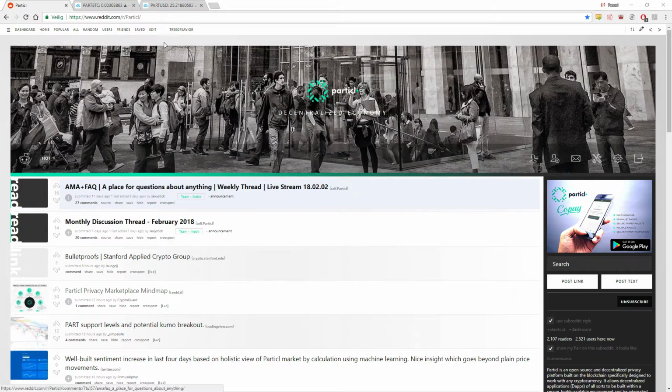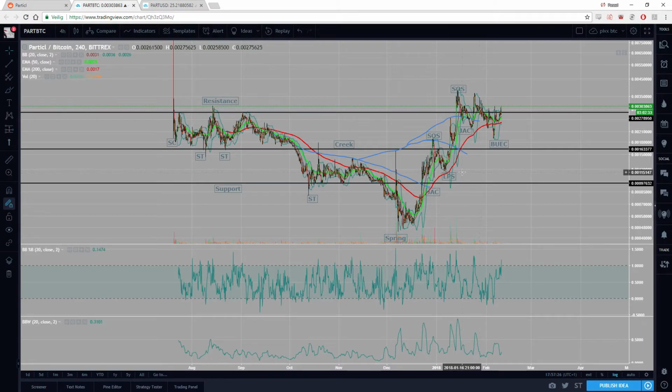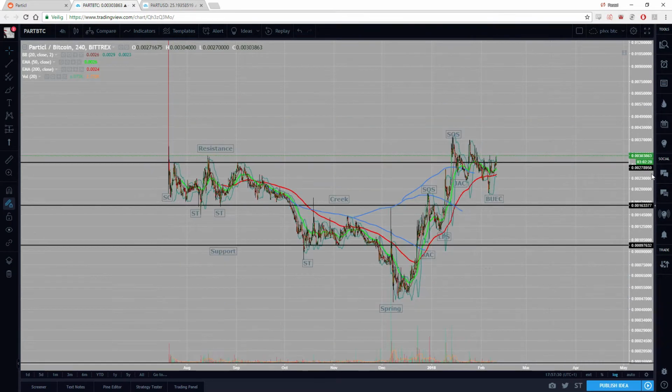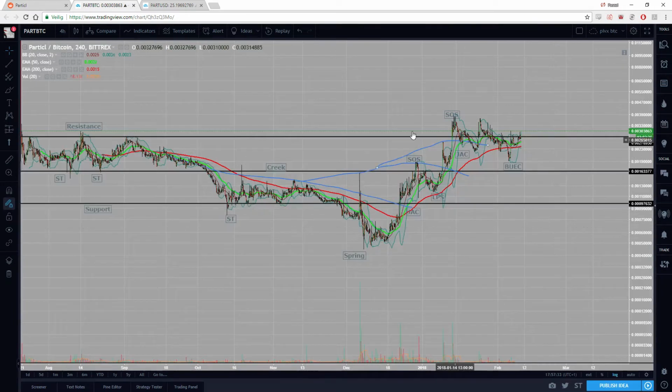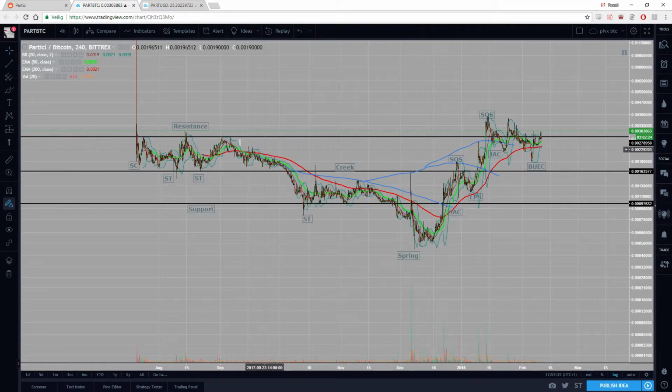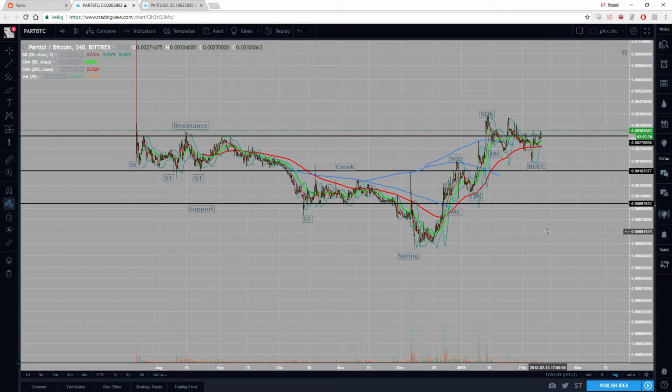So yeah, let's look at Particl currently. I haven't made a video in some time for Particl versus BTC. Wyckoff accumulation phase is still intact. Yeah, still looking good versus BTC.